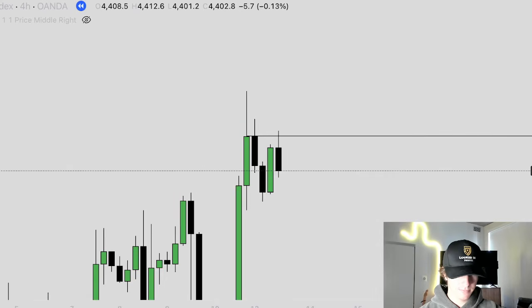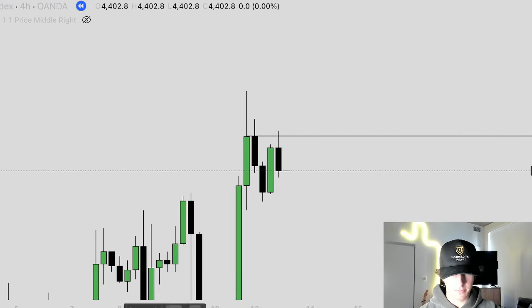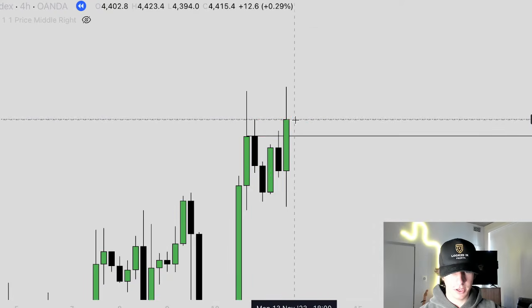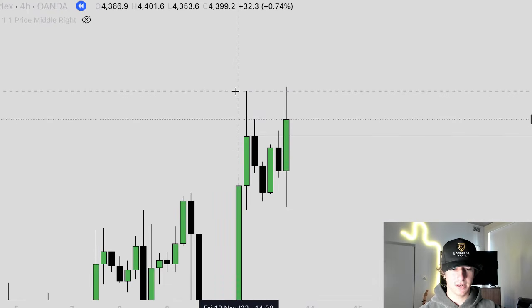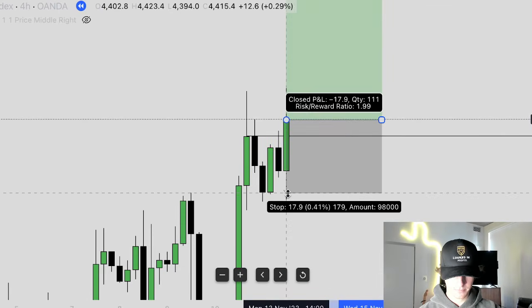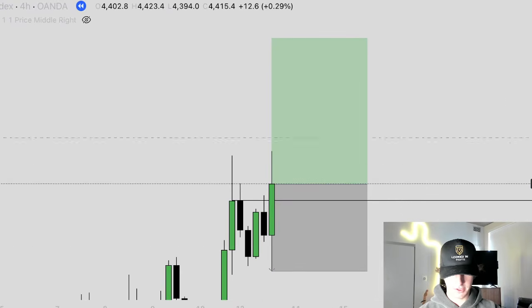So right here, this is not a CISD because the wick closes above it, not the body. But right here, this is a change in state of delivery. We got a candle body closure above the opening price of that last move to the downside. But as you can see, it's not actually a break of structure. So we could have gone long there with our stop loss right about there, 213 ticks.